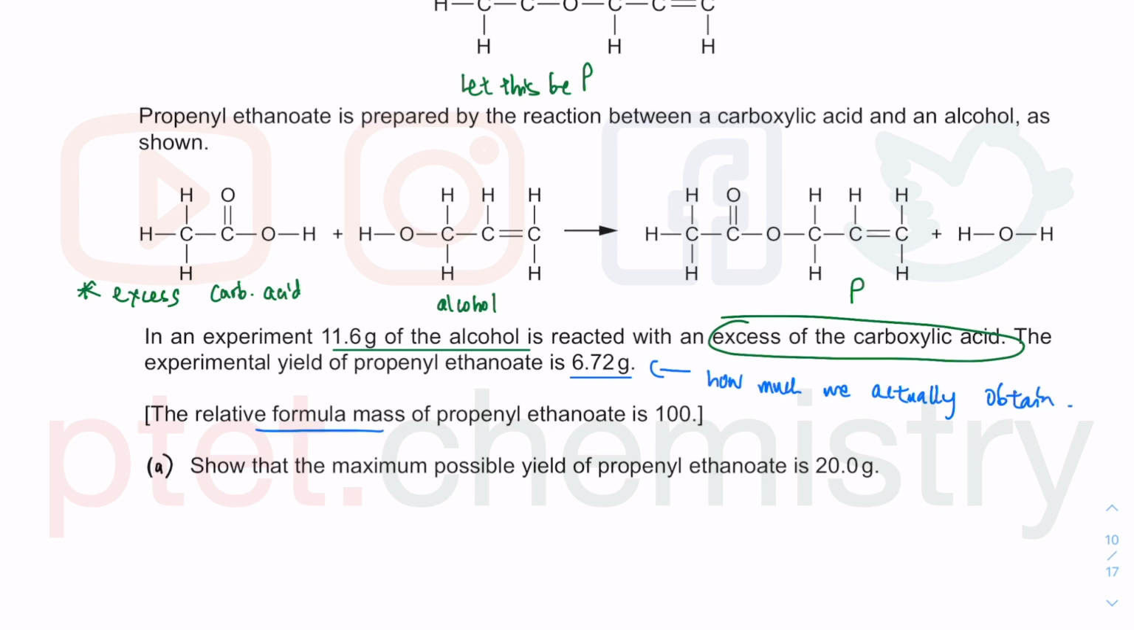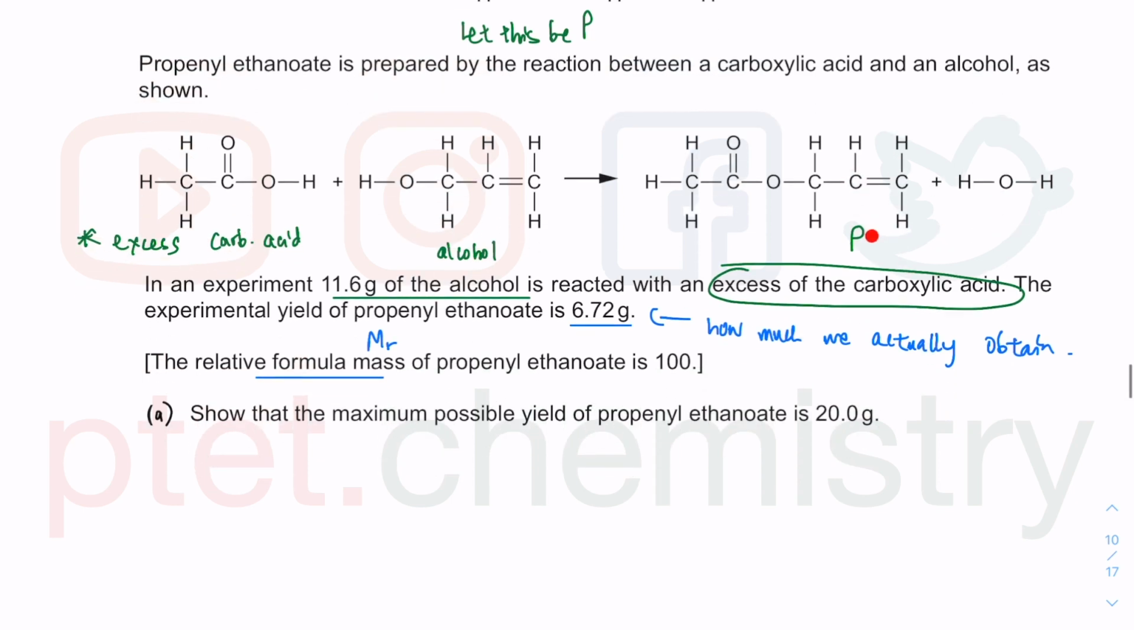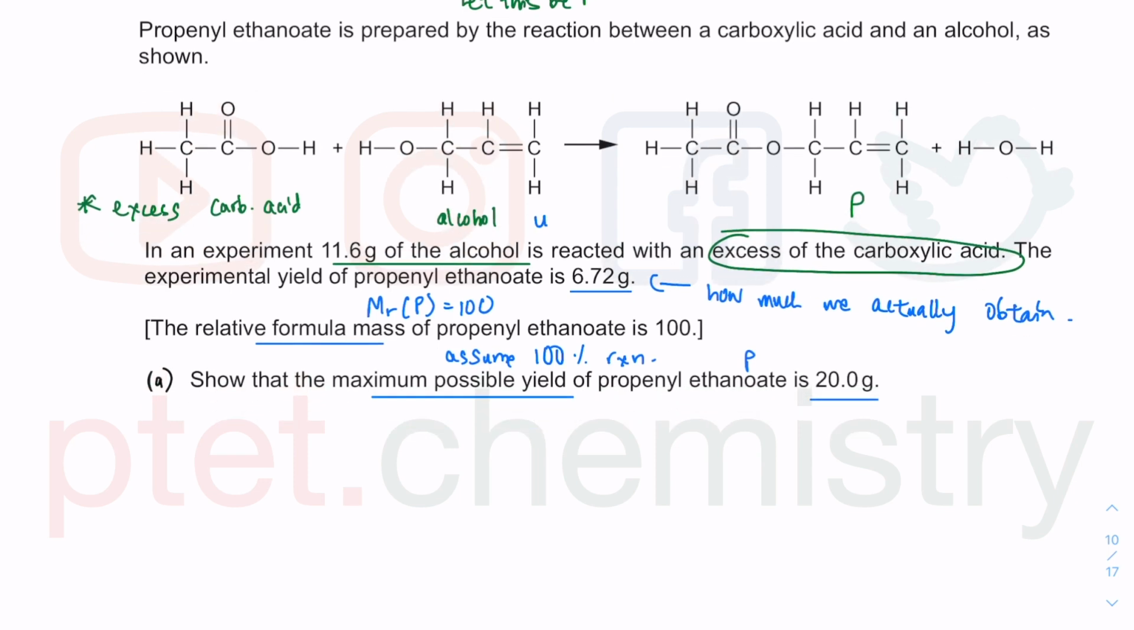Relative formula mass is just another way of saying Mr. So the Mr of the product P, propyl ethanoate, is 100. I've got to show that the maximum possible yield, so that means assuming 100% reaction, so whatever is on the left will go to whatever is on the right. I've got to assume 100% reaction and show that the yield of that product P is 20.0 gram. So we know the alcohol is used up because that is limiting, since the carboxylic acid is in excess.